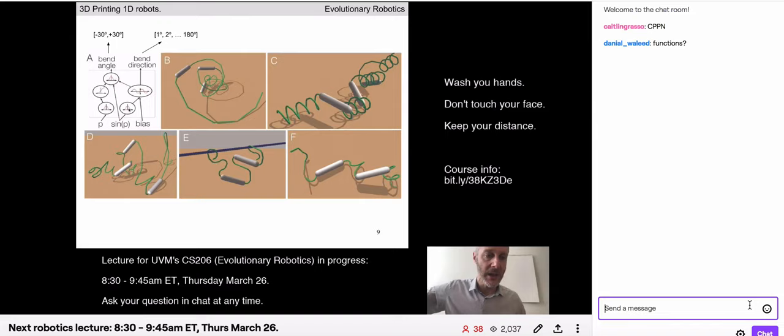So when we saw CPPNs before, we saw how they could, for example, paint a picture inside a two-dimensional space.